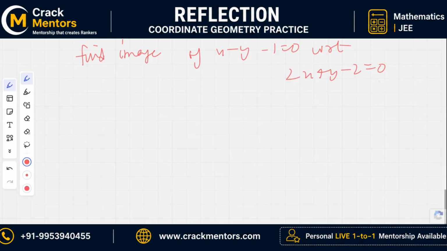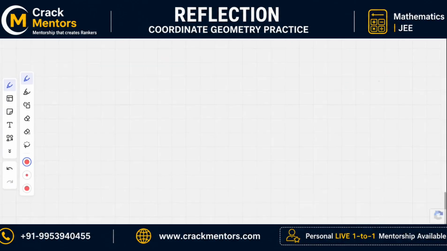And so y minus 0 equals 1 by 7 into x minus 1, so 7y equals x minus 1. X minus 7y minus 1 equals 0. Correct, good. Now, one more topic which is similar to this is the reflection topic.